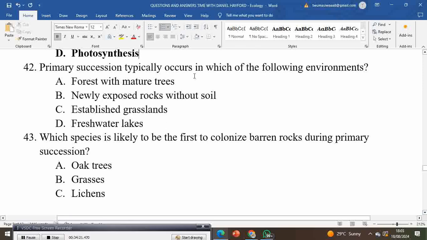Now, question number 42. Primary succession typically occurs in which of the following environments? A, forest with mature trees. B, newly exposed rocks without soil. C, established grassland. D, freshwater lakes. So 42, which one is your best shot? Your best shot should be B, newly exposed rocks without soil.